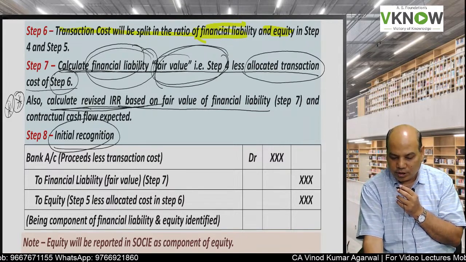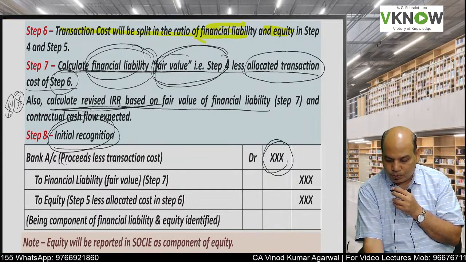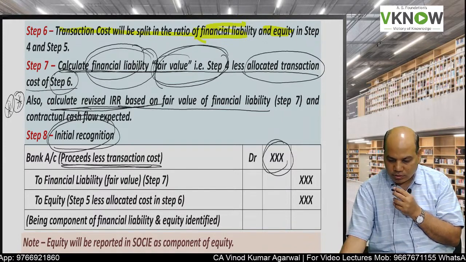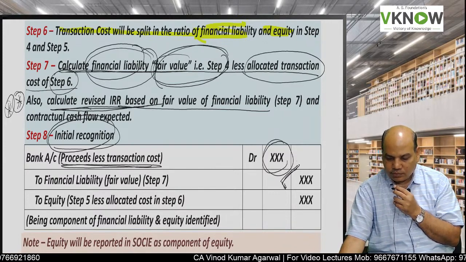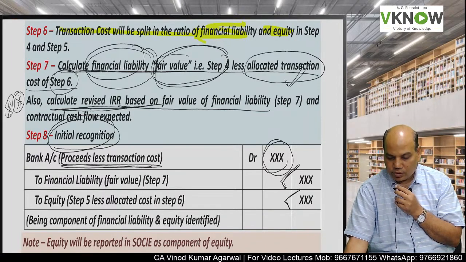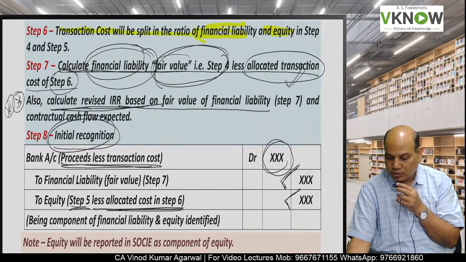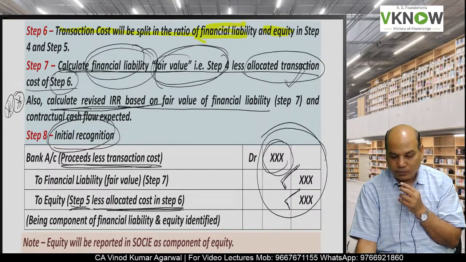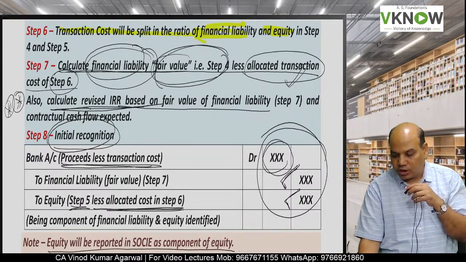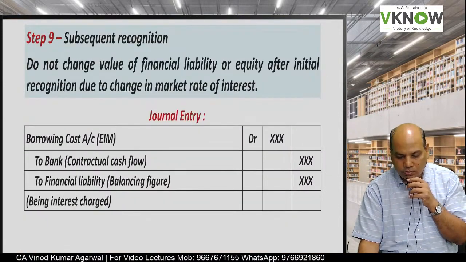So accounting treatment now, initial recognition: bank account debit, proceeds less transaction cost, because you will receive the net amount, to financial liability as we have computed in step 7, and to equity, that means step 5 amount minus allocation of transaction cost. So this will be my initial entry. Equity will be reported in SOCIE as a component of equity.